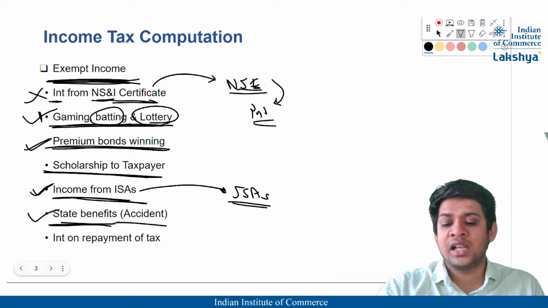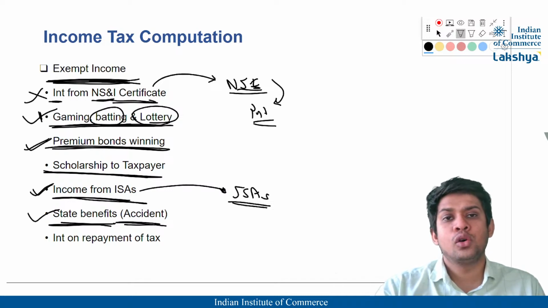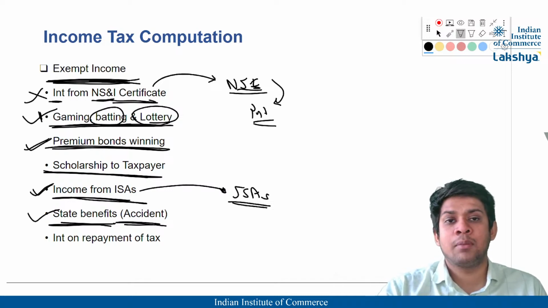Okay, state benefits. Say an accident has occurred because of which I'm receiving benefits, or I had taken a medical insurance or anything. In such a case, any amount I'm receiving there will be exempt income.